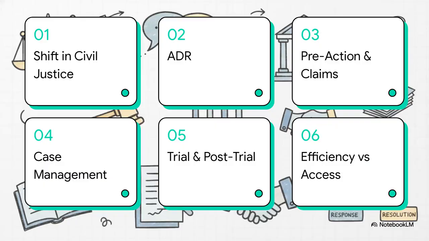Right, so here is our roadmap for today. We're looking at 1. The shift in civil justice. 2. Alternative dispute resolution. 3. Pre-action and issuing claims. 4. Case management and tracks. 5. Trial and post-trial. And 6. Efficiency versus access to justice. Let's get right into it.